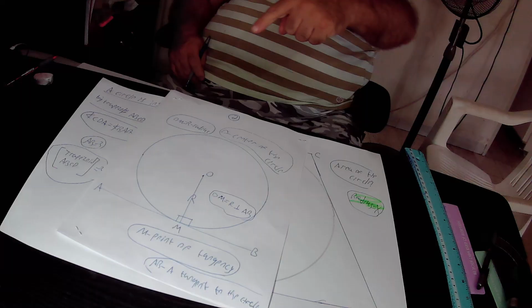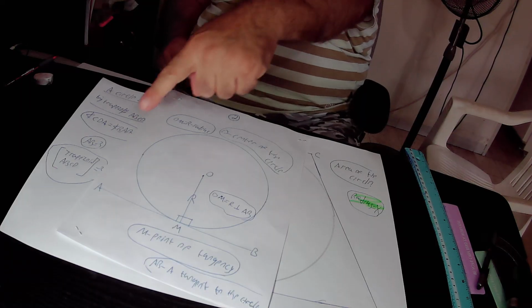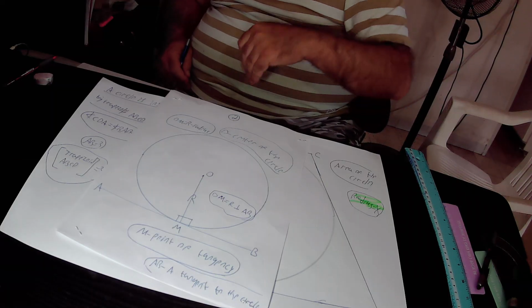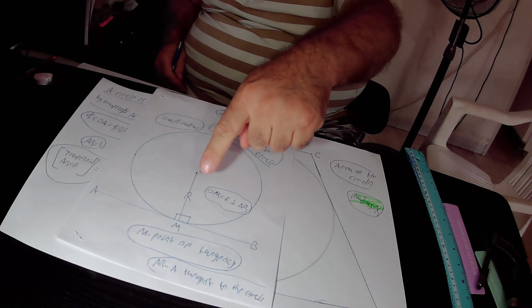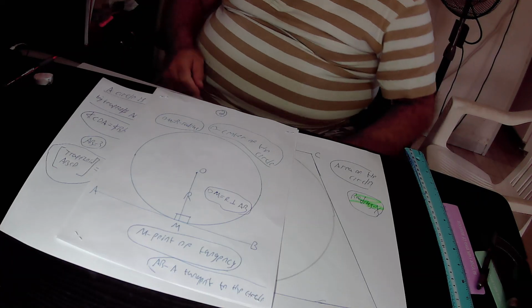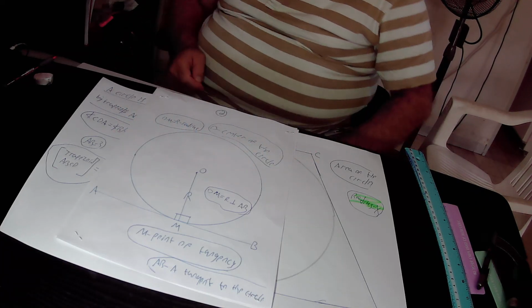In the drawing we have a circle. This is tangent AB, that is tangent to this circle at point M. In addition, we have the radius OM that is equal to R. The radius OM is drawn to point M, that is the point of tangency of tangent AB with this circle.